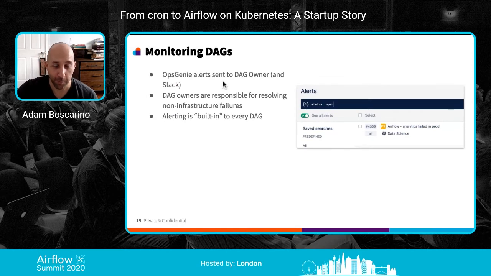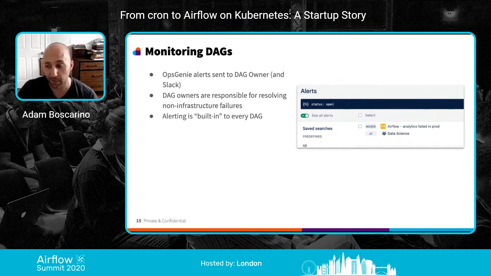So now we know that Airflow is up, but we still face the problem of maybe silent failures happening within our DAGs. So we solved that using the Option-E and Slack hooks, which are available in the upstream project, and these will push alerts to our DAG owners. Each team that owns a DAG is responsible for resolving the failures, but now they know when it happened.